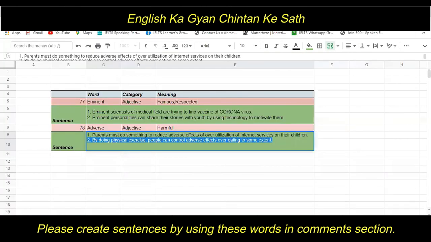Okay, and now please try to create more and more sentences as per your understanding of this word.